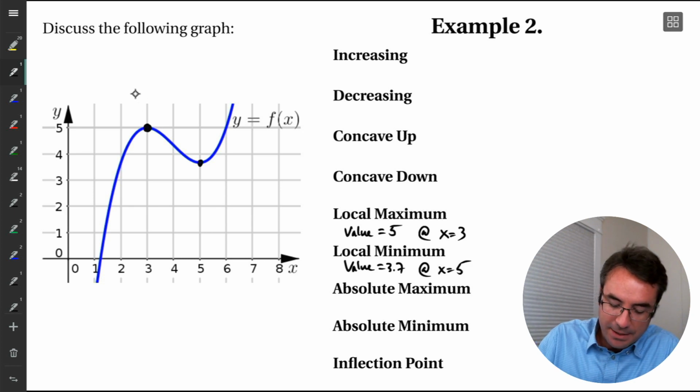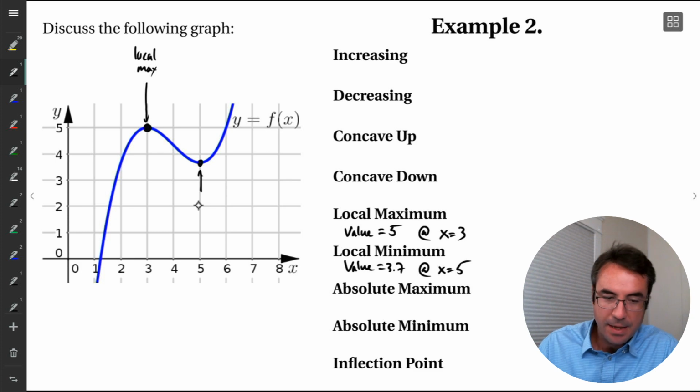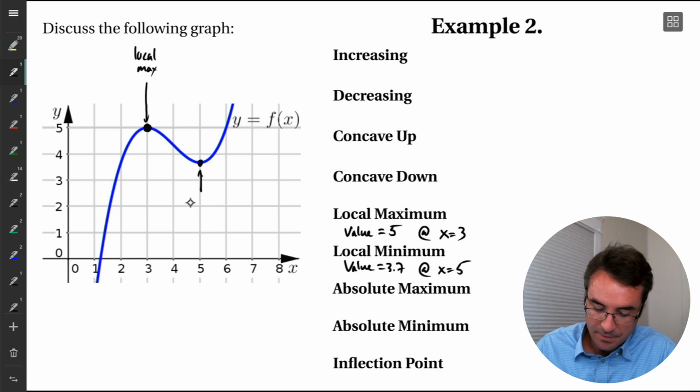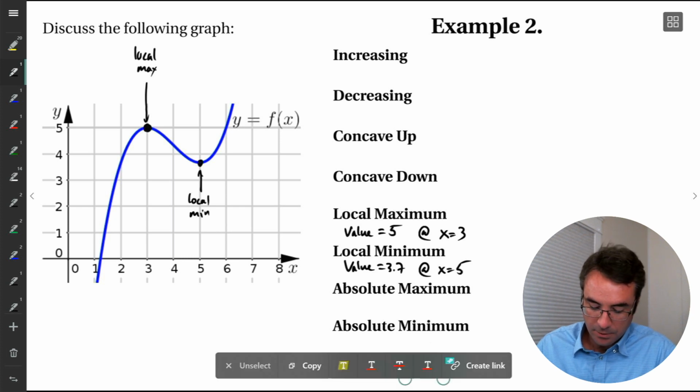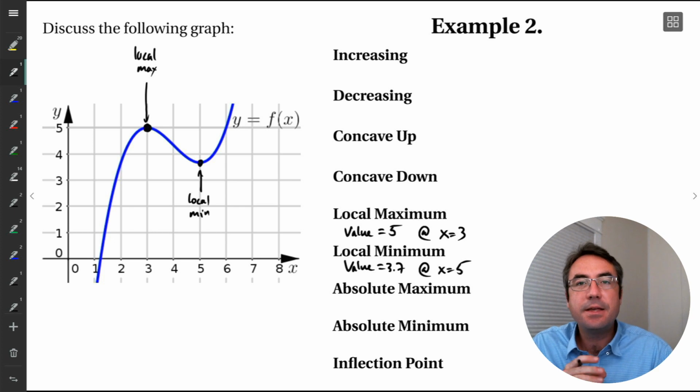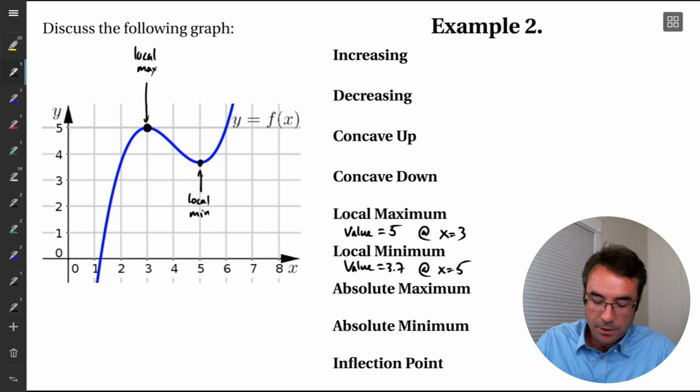So we have a local max at x equals 3, and we have a local min at x equals 5. All right, so let's keep that in mind. What these local maxes and local mins are doing here is they split up the sections of our graph where our graph is increasing and decreasing.